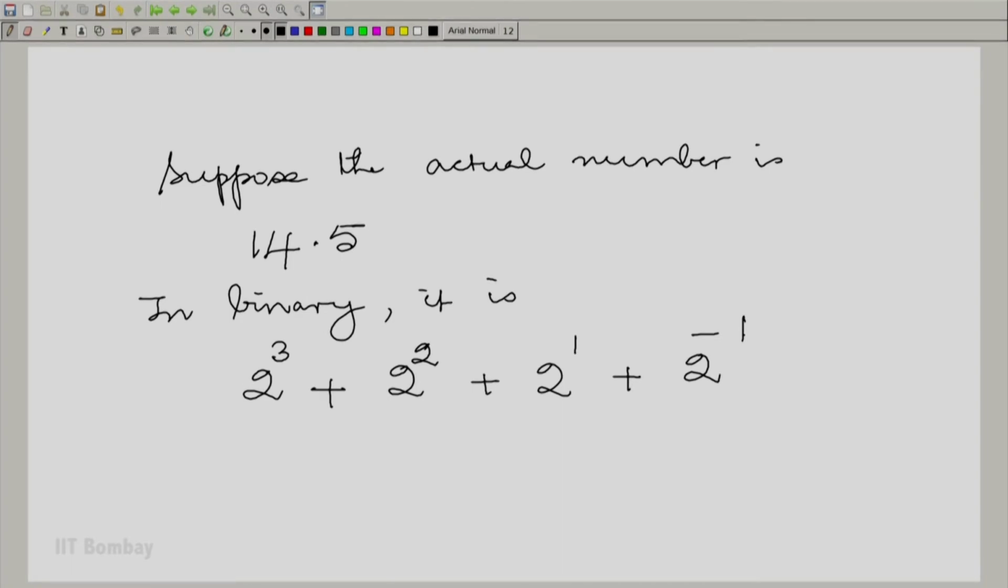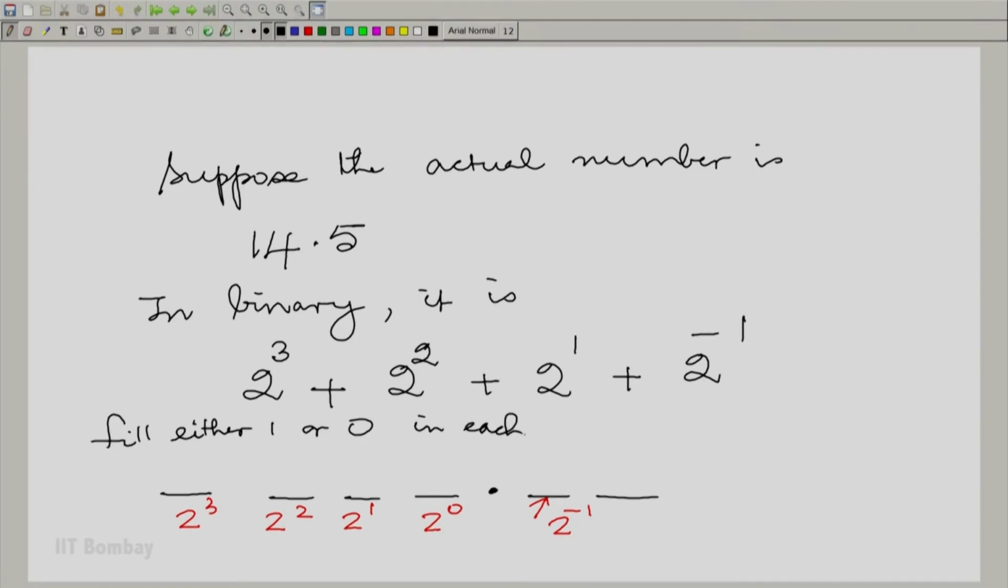Now, how would you write this actually in terms of 1s and 0s? You would write places which denote powers of 2 with a binary point or fractional point. This point would correspond, for example, to 2 raised to the power minus 1. This is 2 raised to the 0, 2 raised to the 1, 2 raised to the 2, then you have 2 raised to the 3 here. And you can now fill in the values. In each place you need to fill either 1 or 0. That is easy to do.